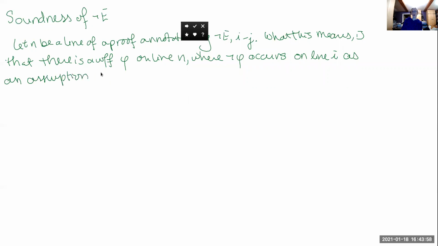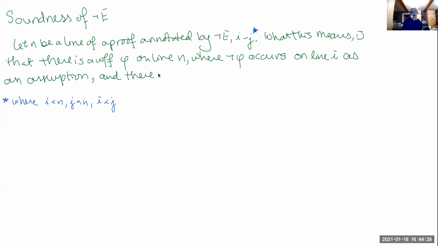And I just realized that there was a couple other things I should have noted about the shape of this proof. So let's just put an asterisk here and come down here and say where i is less than n, j is less than n, and i is strictly less than j. So sorry to have forgotten that. Anyway, phi occurs on line n, not phi occurs on line i as an assumption.